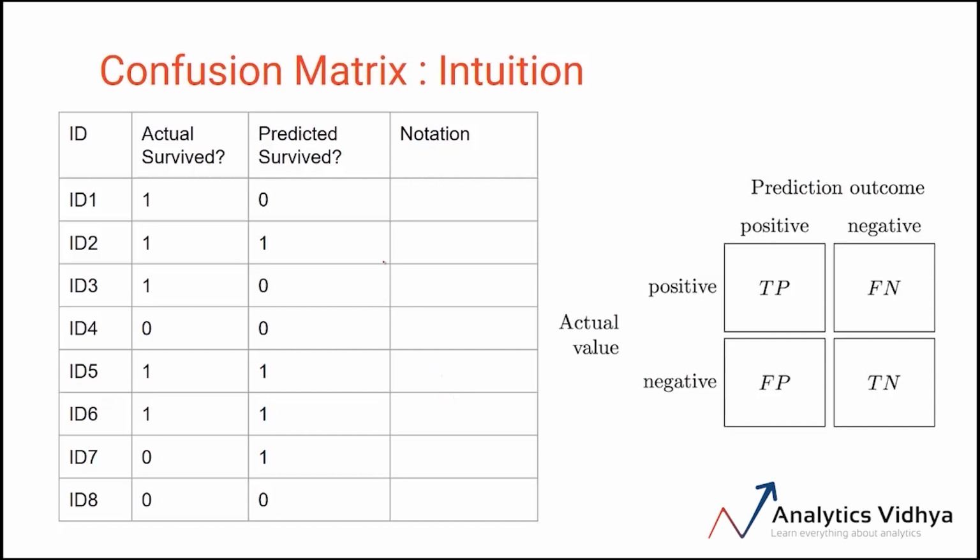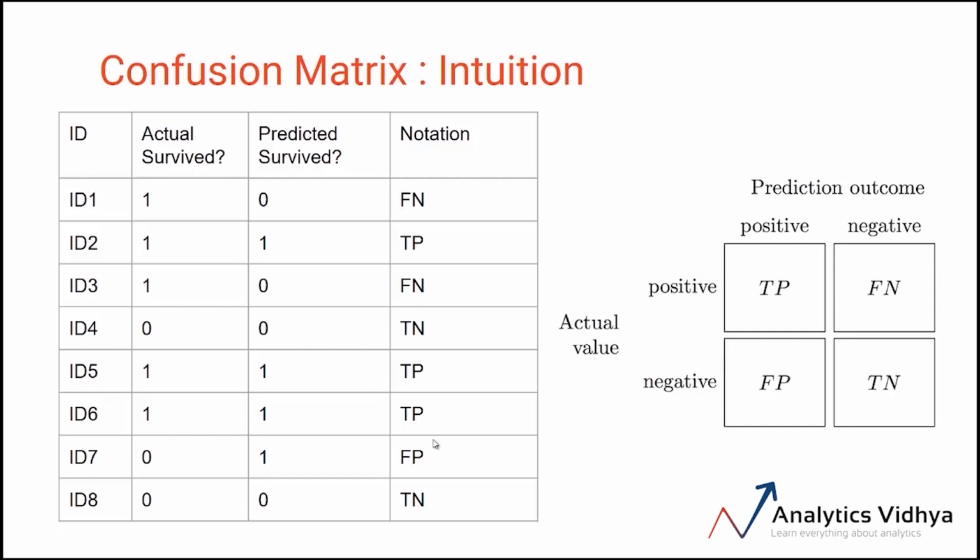So for the first observation, the predicted value is 0, which means negative, but the actual value is 1. So this prediction is incorrect or false. Similarly, for the second observation, the predicted value is 1, so positive, and the actual value is also 1. So this prediction is correct, or I can say true. Similarly, I can fill in all the observations, and here are the notations for all the observations. So what's next?